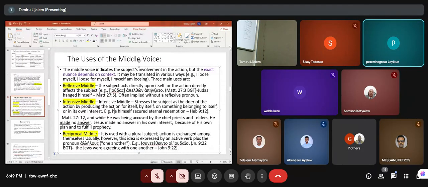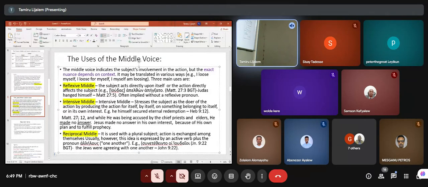Okay. The other one is, for example, in Matthew 27:12: and while he was being accused by chief priests and elders, he made no answer. Jesus made no answer in his own interest, because of his own plan and to fulfill prophecy. So it is intensive middle. Made no answer is the negative form.